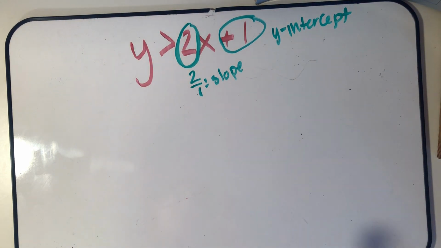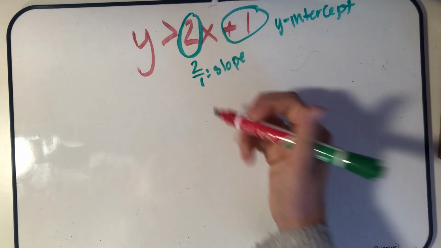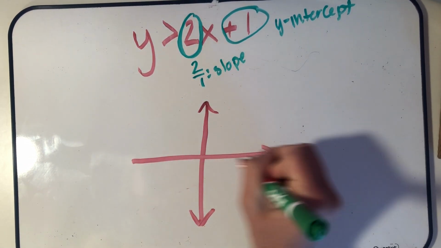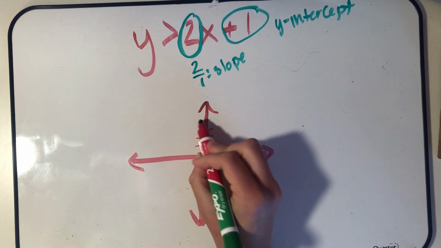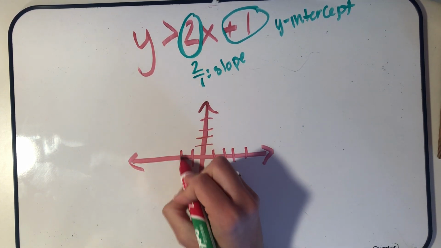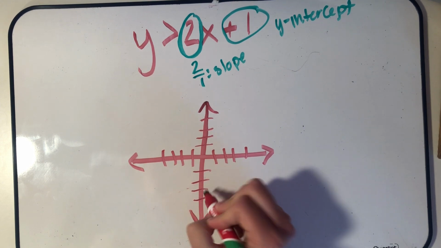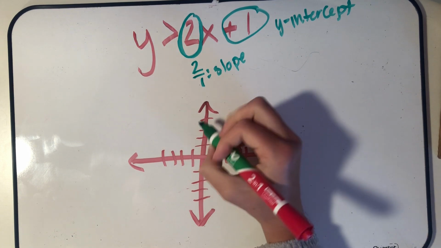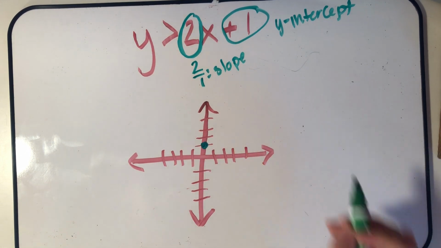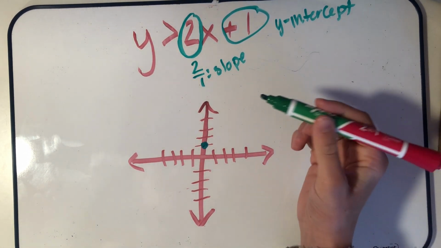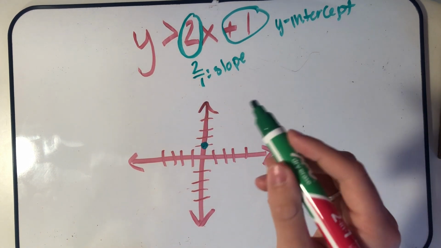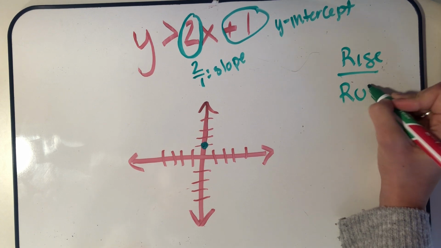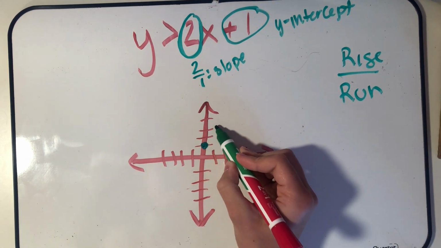And I'm going to show you how to graph these. So let me just draw my graph really quick. So the first thing that you always start with is the y-intercept. So I start at 0 and I'm going up 1 on the y-axis. And then I'm going to use my slope to find the next point. So we're going up 2 over 1 because it's a rise over run. So up 2 over 1.